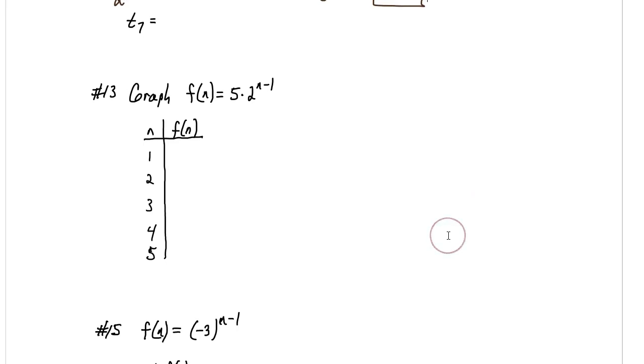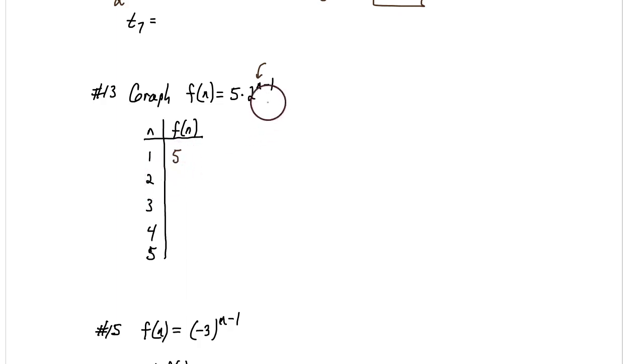Next, number 13. We're given an equation for function f, and we're told to use 1, 2, 3, 4, and 5 for our input values for n. So let's substitute those numbers in place of n and find those answers. Starting with a 1. 1 minus 1 is 0. 2 to the 0 is 1. 5 times 1 is 5. When n is 1, function f has a value of 5.